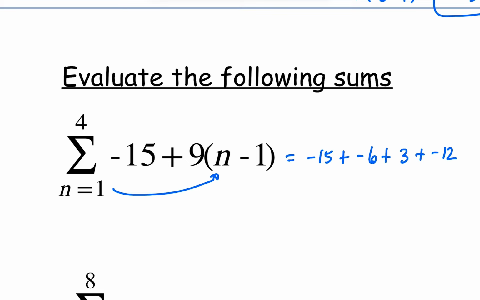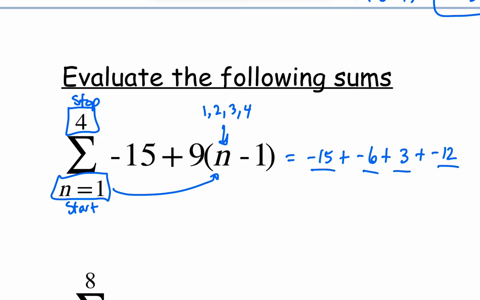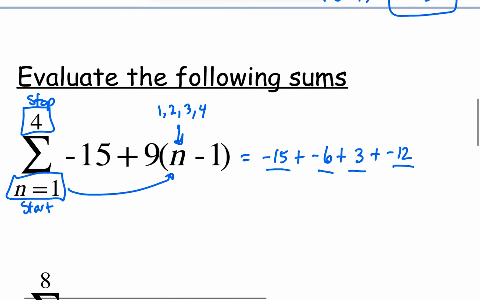So all I did was for n, I plugged in 1, I plugged in 2, I plugged in 3, I plugged in 4. This told me where to start, and this told me where to stop. And that's where I got these 4 terms from, by putting in 1, 2, 3, and 4. I add these together. Sorry, this is positive 12, not negative 12. So I add these together and I get negative 6.